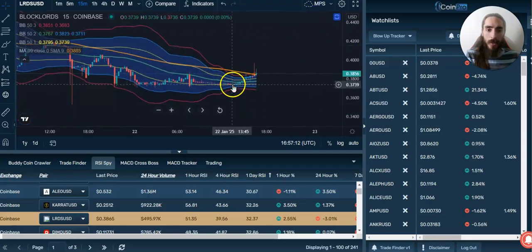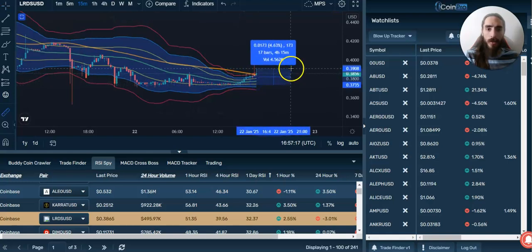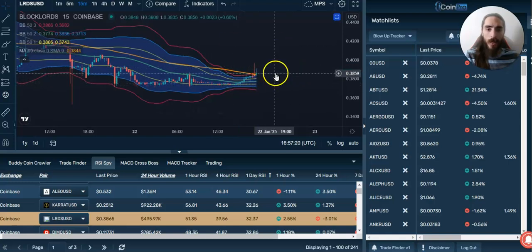See this? And it's right at the bottom. See how it hit right at the bottom? Now it's squeezing up. This is a perfect trade to get in right now. Perfect trade right here. Okay.